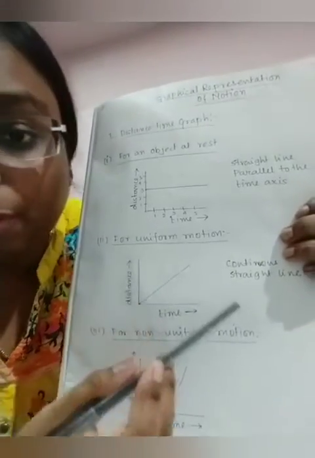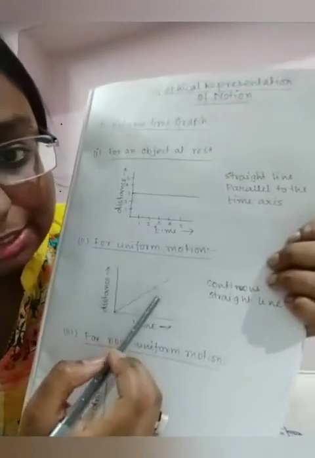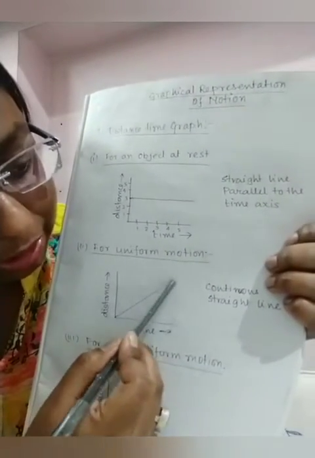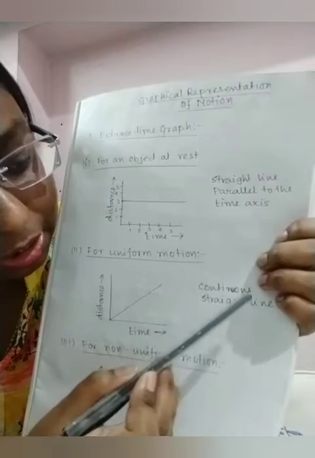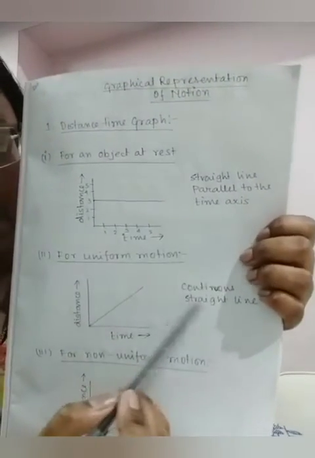So in case of uniform motion, when an object travels equal distance in equal interval of time, the object is said to be in a motion which is called the uniform motion. That means the distance travelled is always equal with the time interval being also equal. So in that case, the graph will be a straight line, and the nature of the graph is a continuous straight line.